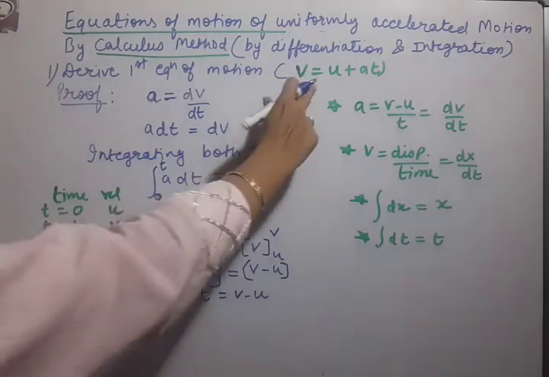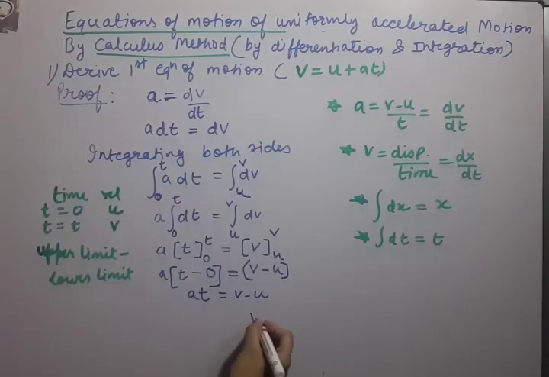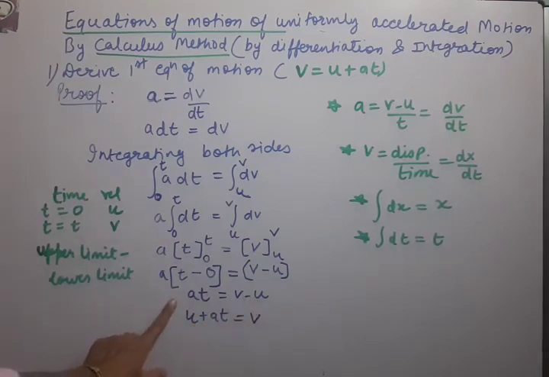Okay, how to get this final answer? So only this u will be shifted here. So you see this u is shifted here. So u plus at we have obtained, equal to final velocity v. That's it. This is the answer. So our first equation is derived like this.